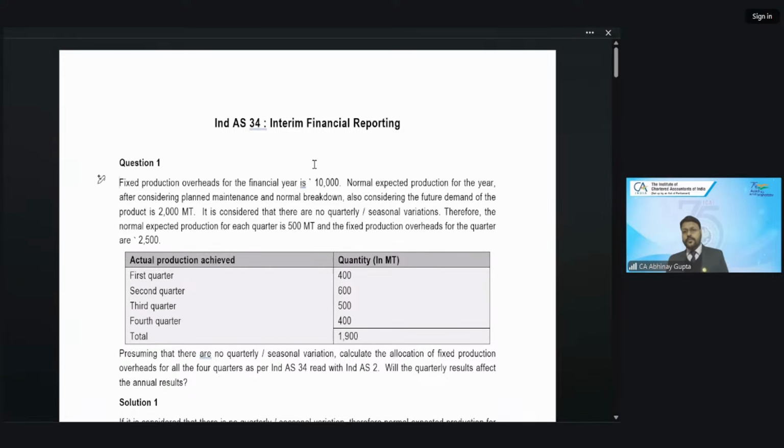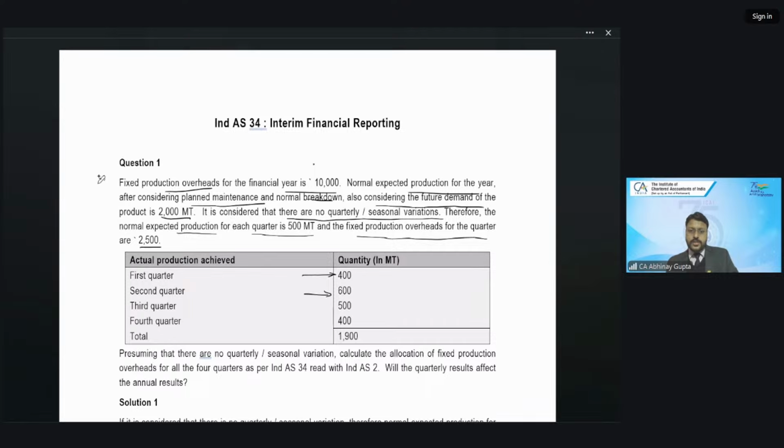So this was the brief background of Ind AS 34 I thought to give you before we start with the question and answer. So let's do fixed production overheads. For the financial year it is 10,000. Normal expected production for the year, after considering the planned maintenance and the normal breakdown, and also considering the future demand of the product, is 2000 metric ton. It is considered that there are no quarterly or seasonal variations. Therefore, the normal expected production for each quarter is 500 metric ton and the fixed production overhead for the quarter is 2500. Now, in the first quarter, 400 is the quantity of actual production.